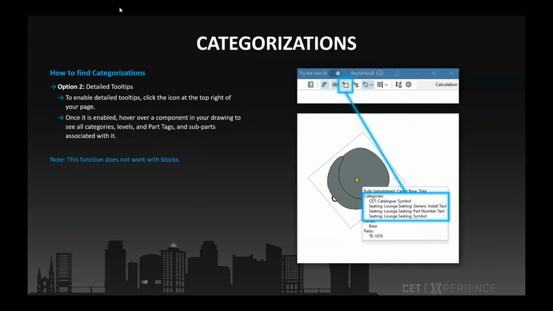Your second option for finding categorizations is going to be using the detailed tooltip button. This button appears in the top right of your screen. You will click the button, hover over the item you want to know the category of, and this dialog will pop up, giving you a bunch of information, including the category the item is on.